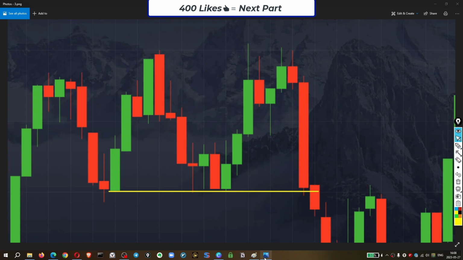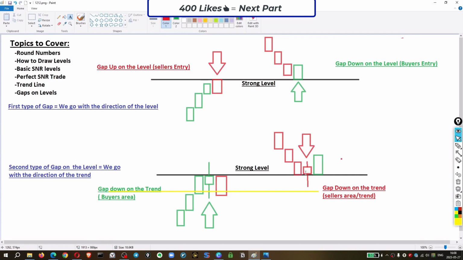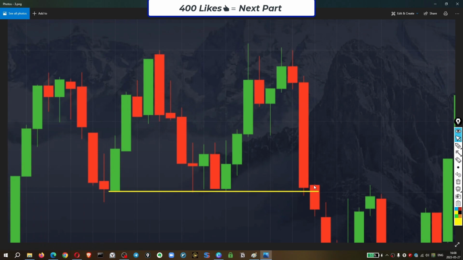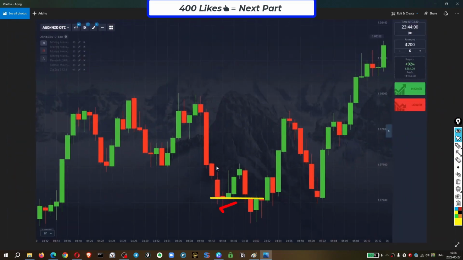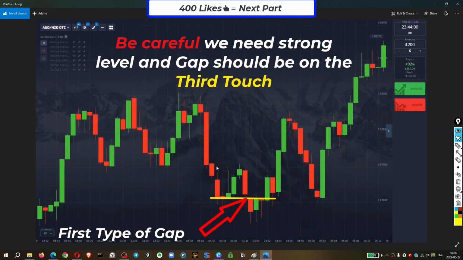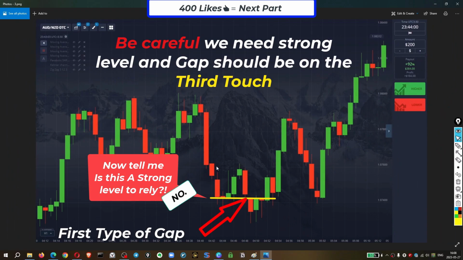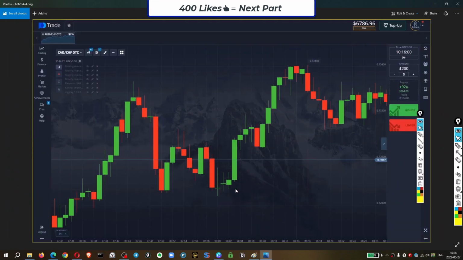This is the second type of gap. If you look here, this is the second type of gap. This candle closed on the level, but the next candle opened with a gap and made a little bit of space to the level. So this space should be filled. So the next candle comes down, okay? The next one.